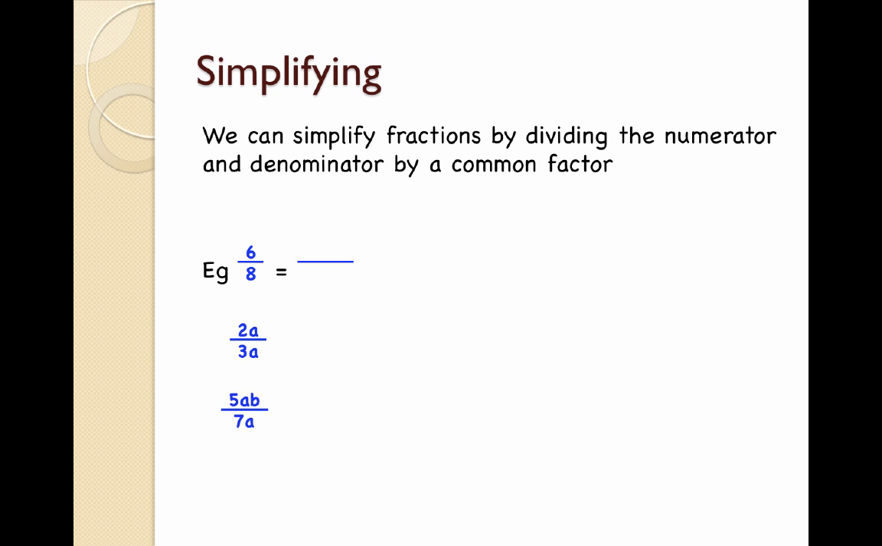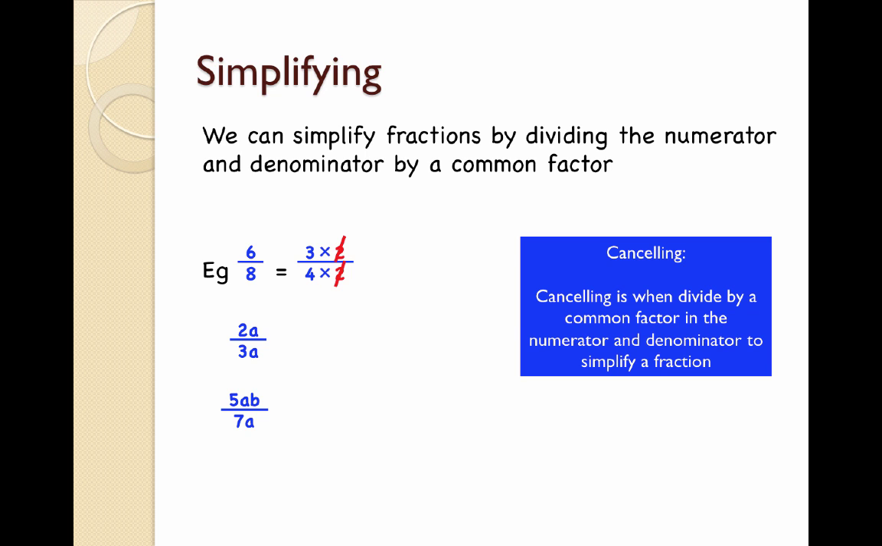Let's take a look at 6 over 8. 6 over 8 is the same as 3 times 2 over 4 times 2. It has a common factor of 2. So what we can do is cross them off or cancel them. Cancelling is when you divide by a common factor in a numerator and a denominator to simplify a fraction. What we're left with is just 3 over 4, or 3/4.